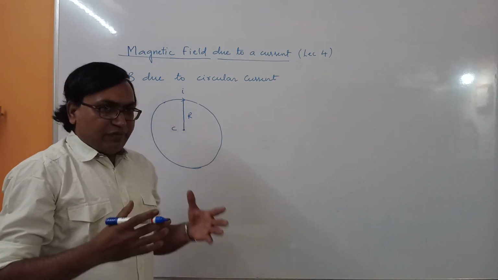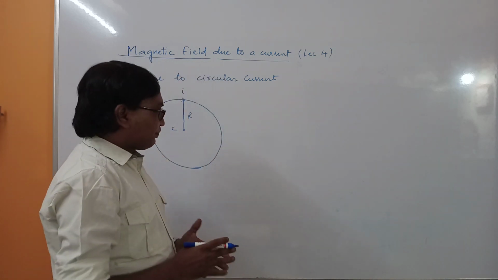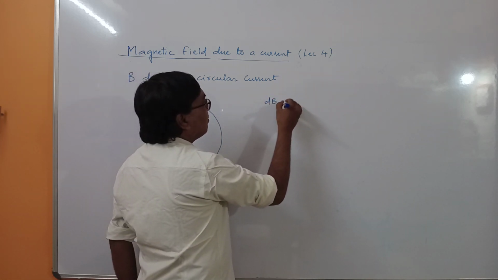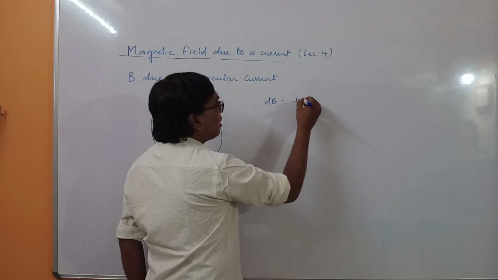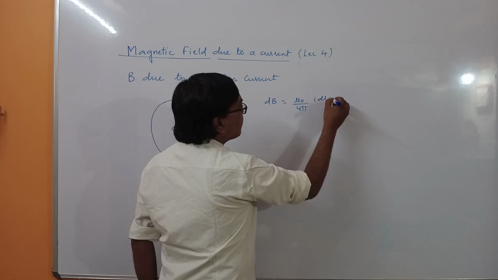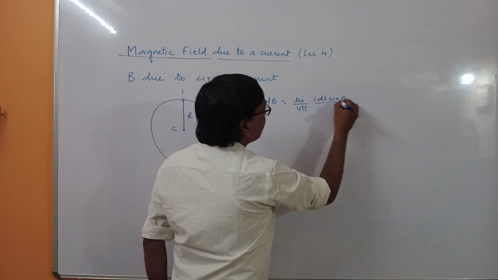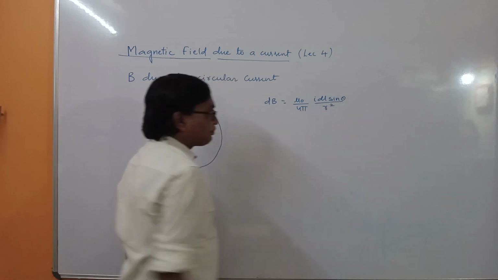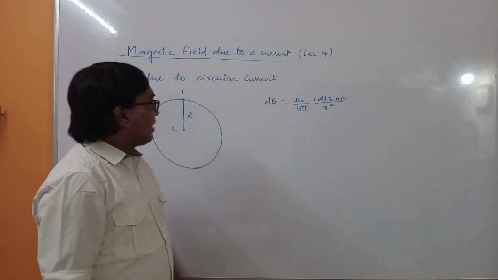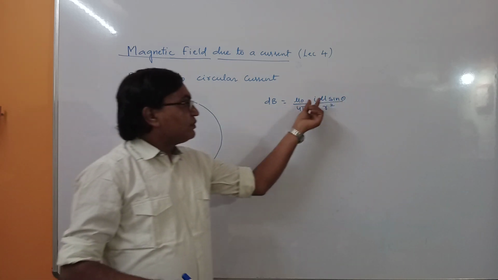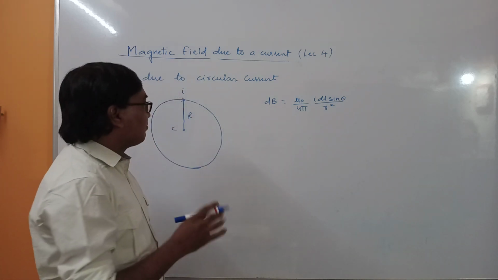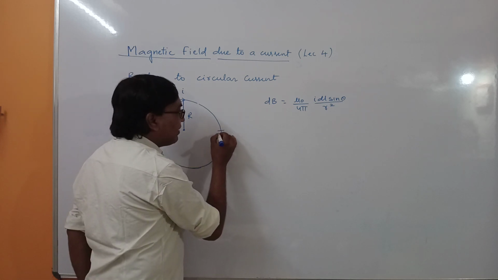So now we have to apply Biot-Savart's law. Biot-Savart's law is given in integral form. So dB is mu naught by 4 pi into I dl sin theta upon r square. Now here, theta is the angle between the current element and the position vector where you have to find out the magnetic field. So let us take a small current element here.